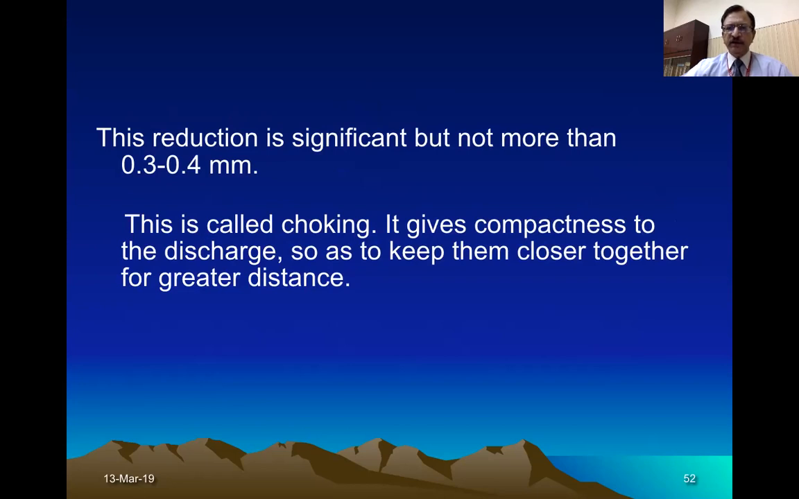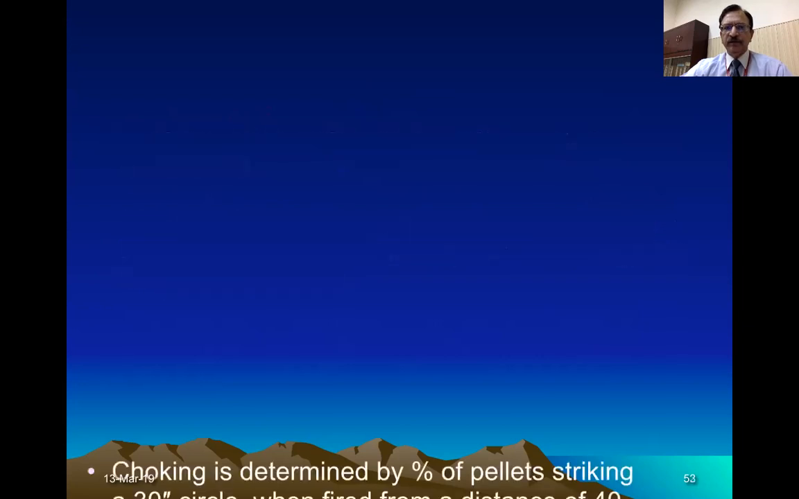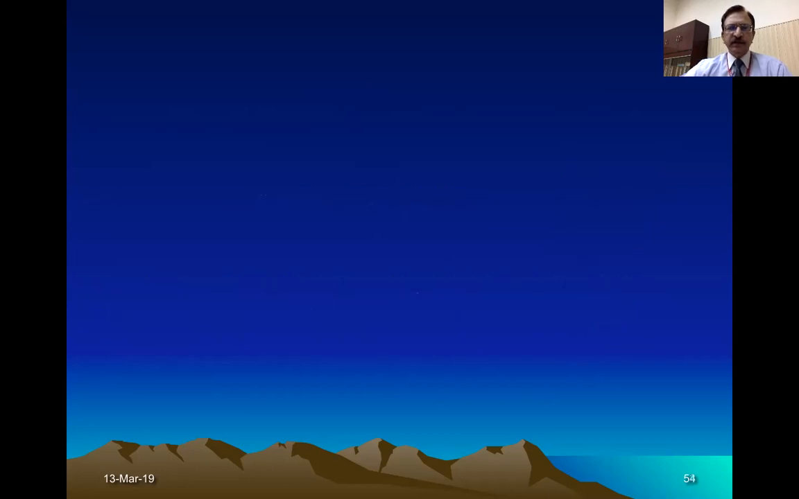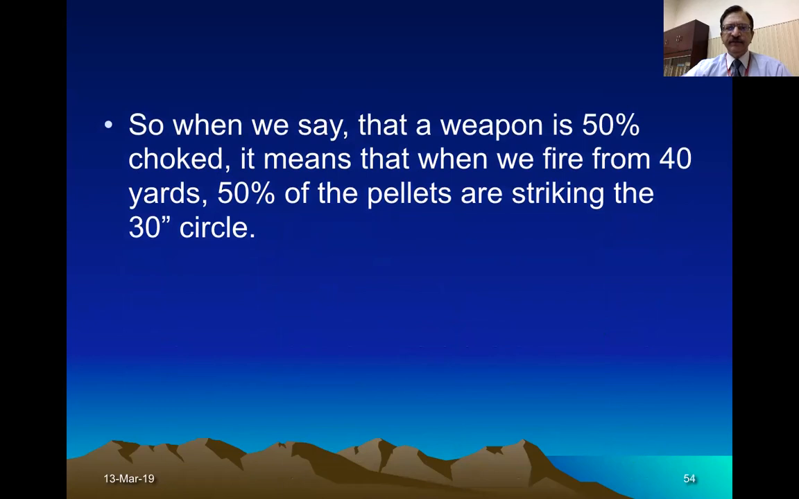The advantages or the functions of choking are that it gives compactness to the charge. The charge travels for a longer distance in a compact manner. They do not disperse. And this is a diagram showing the percentage of choking, that with the help of practice firing, you can determine how much the weapon is choked. When we say 50% choking, that means 50% of the pellets strike a 30 inch circle from 50 yards.